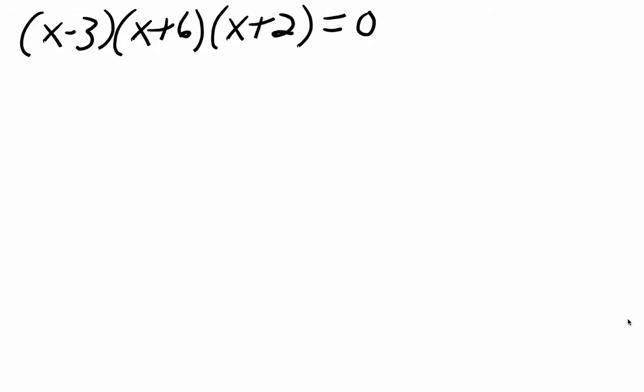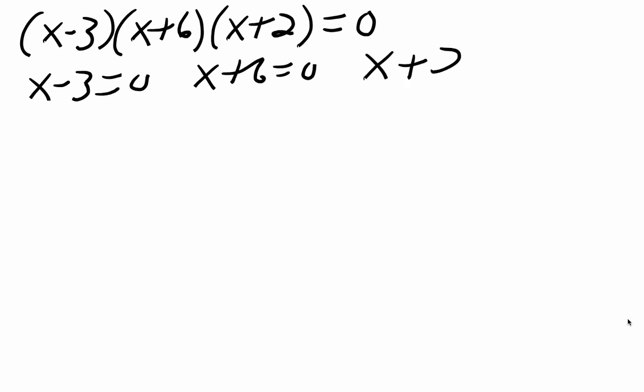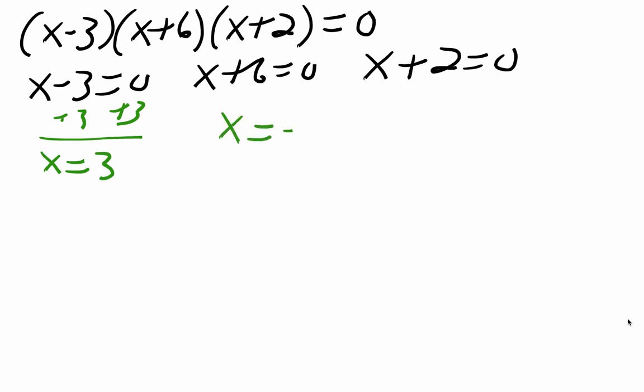So if I want to see where my zeros are, zeros mean they cross the x-axis at that point, I'd set each one of these to 0. So I'd have x minus 3 equals 0, x plus 6 equals 0, and x plus 2 equals 0. Then I'd add 3 to both sides, so x equals 3. Subtract 6, so x equals negative 6. Subtract 2, so x equals negative 2.